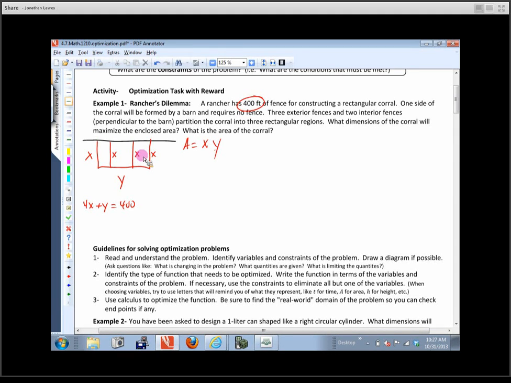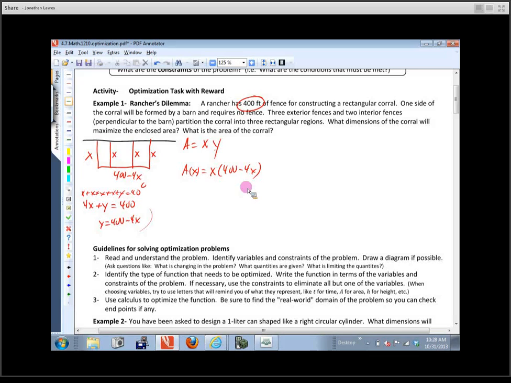So whatever's left of that, or in other words, y would equal 400 minus 4x, that's got to be what's left. So this quantity right here would be 400 minus 4x. Now, you don't need to write down this equation, x plus x plus x plus x plus y equals 400, and then go from there, that's totally fine. The point here is that what we're writing down is a function of x. The area of this corral is going to be x times 400 minus 4x.